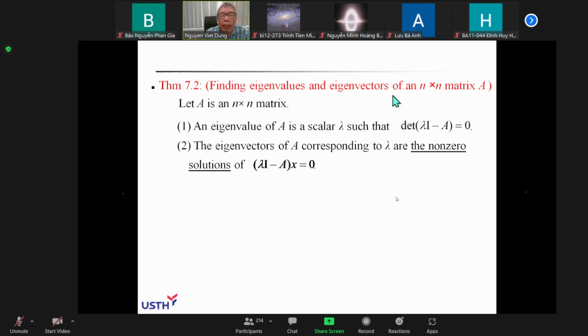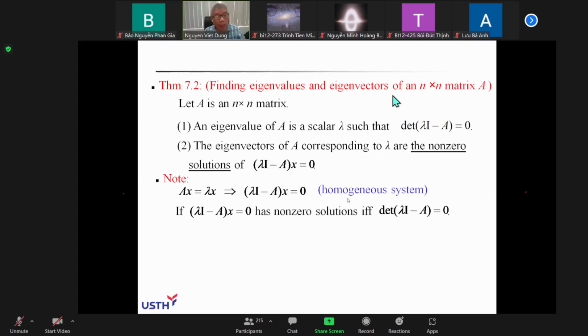Let A be an n by n matrix. Then an eigenvalue of A will be a number lambda satisfying that equation, and an eigenvector of A corresponding to lambda will be a non-zero solution of that equation. That is what we studied already. I only want to repeat it for you.